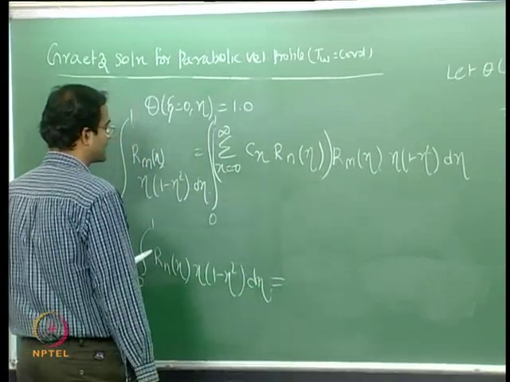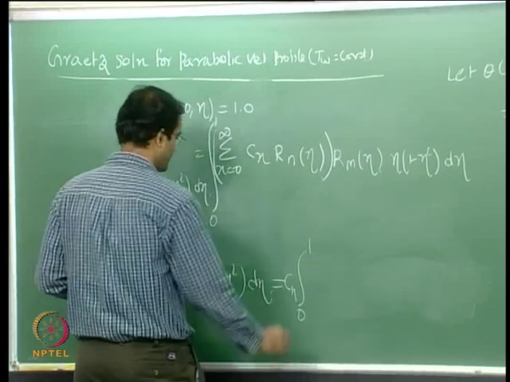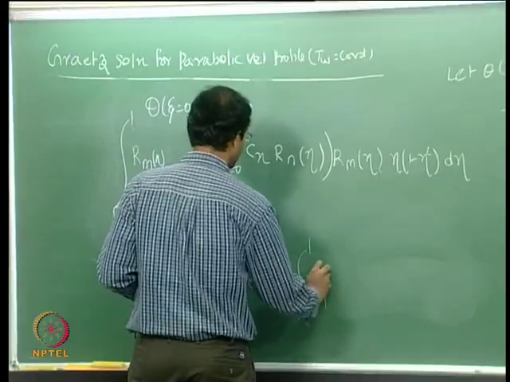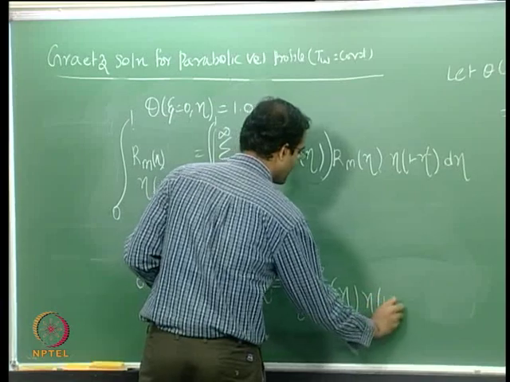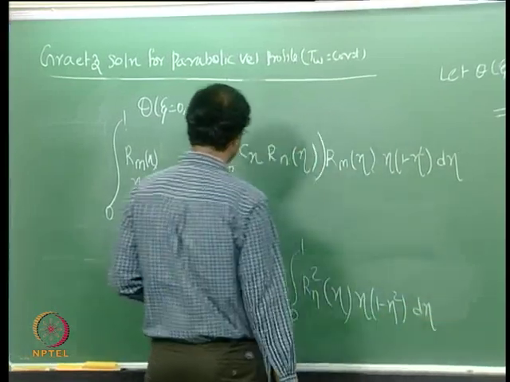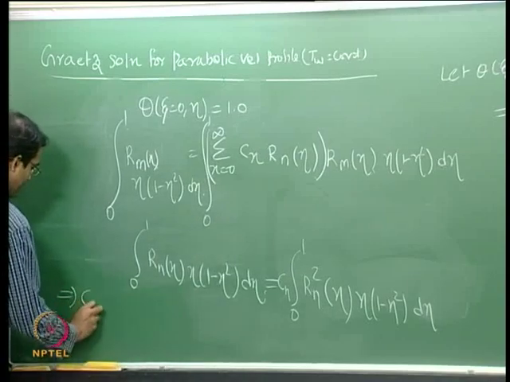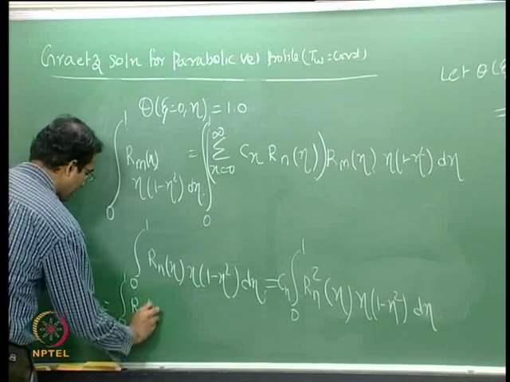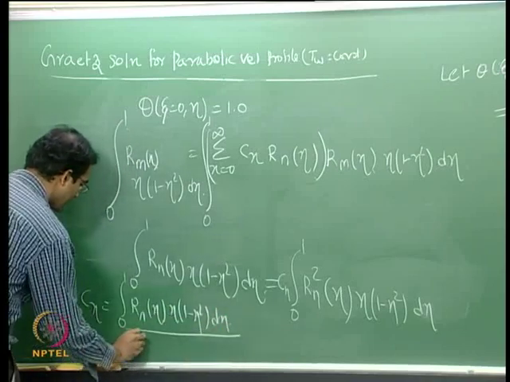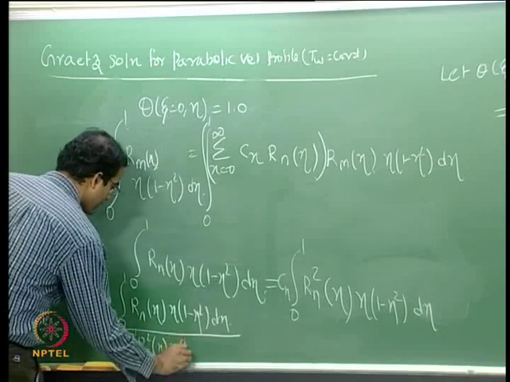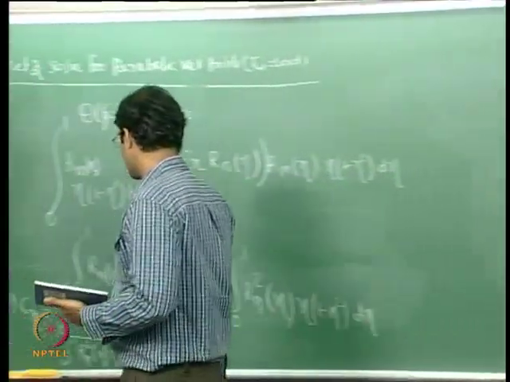On this side you can sum only if m equal to n, so therefore this will be 0 to 1 and the constant can come out, okay. So this will be Rn square of eta, because if m equal to n then only this will be 1, so this will be Rn square eta into 1 minus eta square d eta, okay. So therefore my constant Cn will be integral 0 to 1 Rn eta into 1 minus eta square d eta divided by integral 0 to 1 Rn square eta into 1 minus eta square d eta. So now I have to evaluate these integrals.